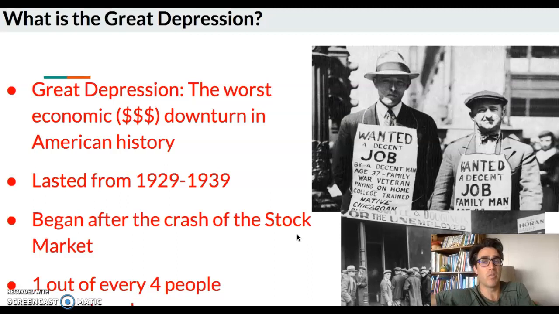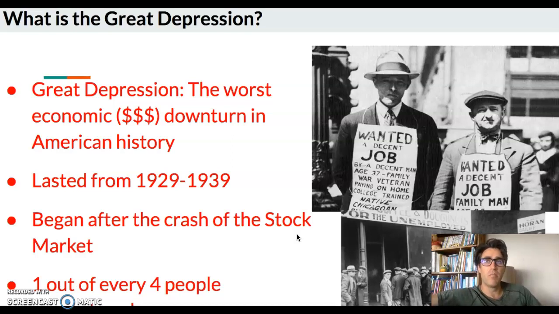So when we talk about the Great Depression, this term, Great Depression, it's not just about your emotional feelings. It's not about being sad or lonely or helpless or hopeless or any of those terms that we associate with being depressed. This is talking about economics, which is money. And the Great Depression was the worst economic downturn in American history. It lasted for about 10 years. And the time that we say it started was with the stock market crash, and we will talk about that.